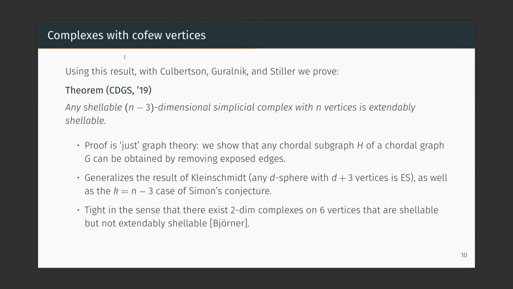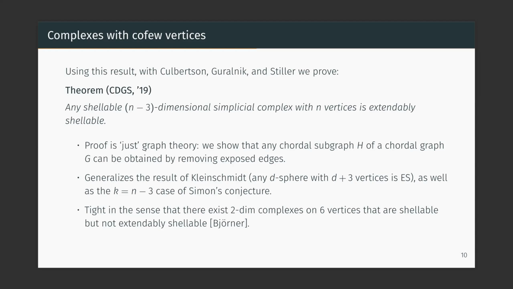So forget about the skeleton of a simplex. Now, this is actually just any complex that has not many vertices. So you're (n-3)-dimensional on n vertices. And we just use this result that I just mentioned, that shellings of such complexes are really about chordal graphs. And so the proof here is, quote unquote, just graph theory. What we actually could prove is that if you take any chordal subgraph H of a chordal graph, then you can obtain H by a sequence of removing exposed edges. So you start with any chordal graph, any chordal subgraph, and you can get to that subgraph by just removing exposed edges.